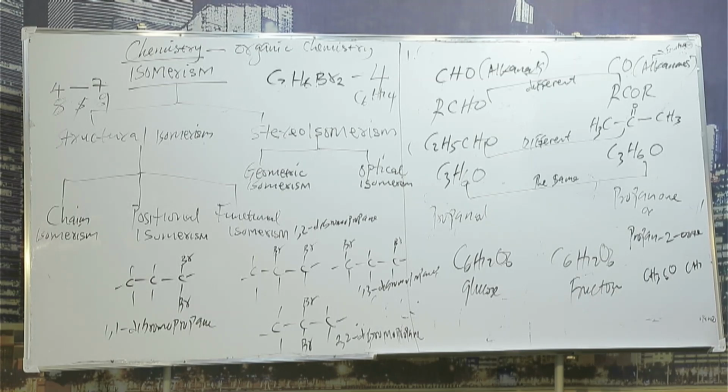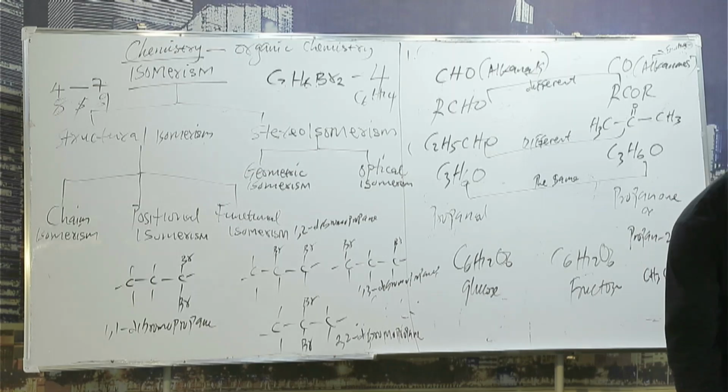Finally, number 3, the third example of functional group isomers. Give me now.